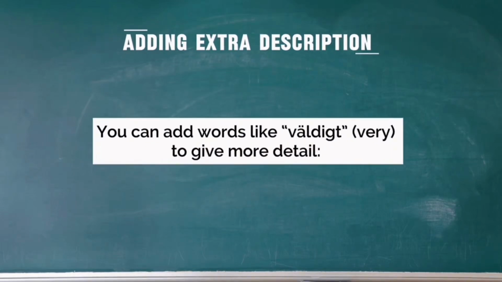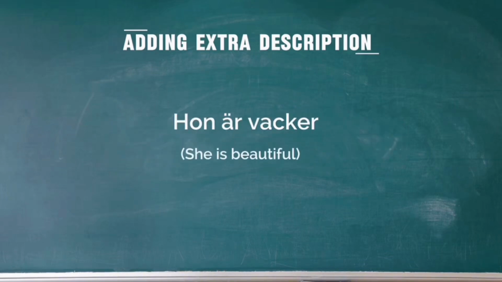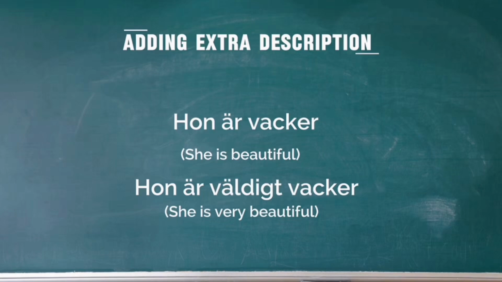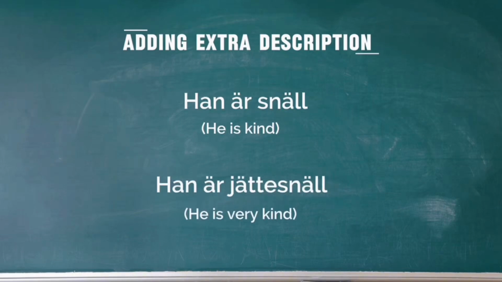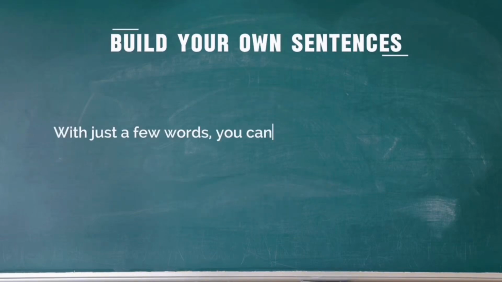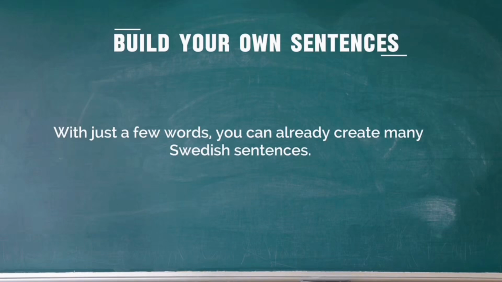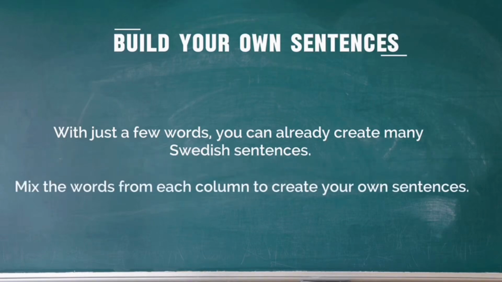You can add words like väldigt to give more detail. Examples. Hon är vacker. Hon är väldigt vacker. Han är snäll. Han är jättesnäll. So with just a few words, you can already create many Swedish sentences. Mix the words from each column to create your own sentences.